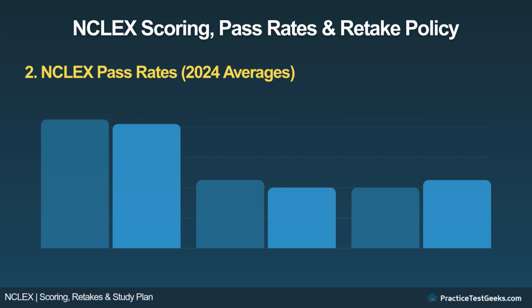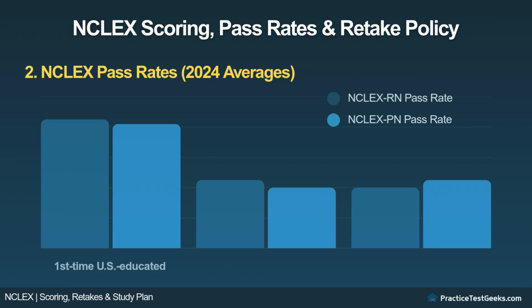These pass rates are categorized into NCLEX-RN and NCLEX-PN, showing the average performance by candidate group. First-time U.S. educated, repeat U.S. educated, international candidates. For first-time U.S. educated candidates, the estimated pass rate is about 85% for NCLEX-RN and 82% for NCLEX-PN.